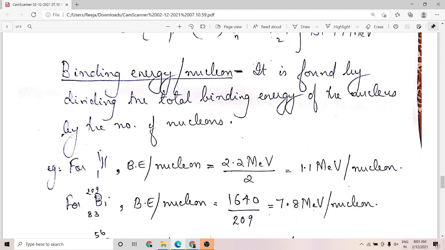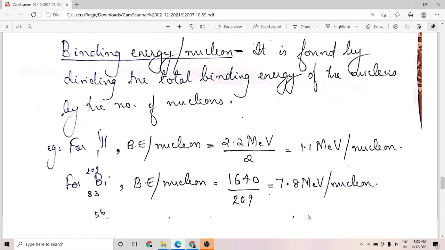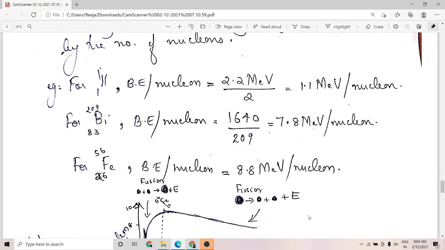For bismuth 83, 209, which is the heaviest known nuclide, it is 1640 MeV, the binding energy of bismuth, divided by 209, which is 7.8 MeV per nucleon. And for the most stable nucleus, iron 26, 56, the binding energy per nucleon is found to be 8.8 MeV per nucleon.